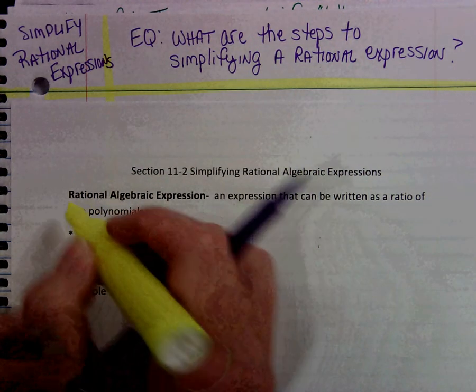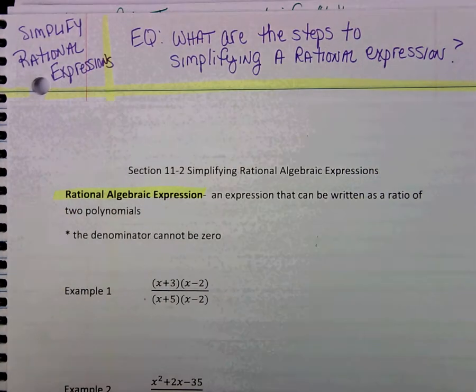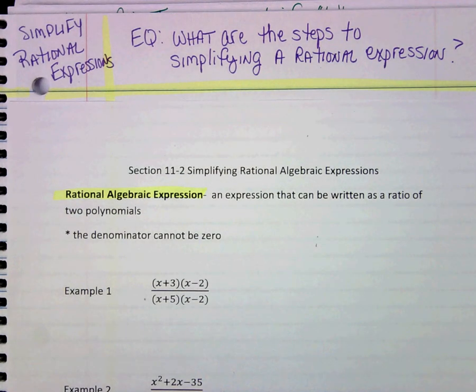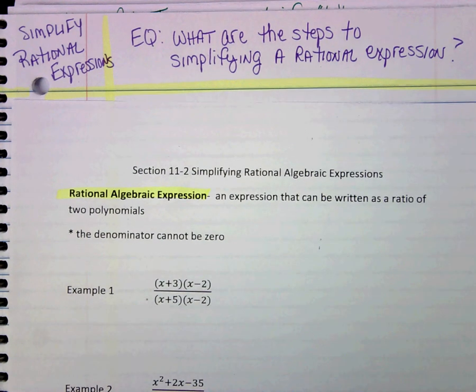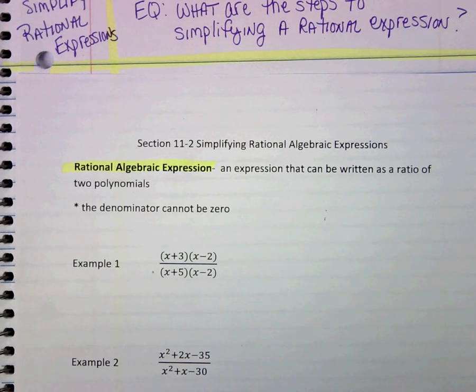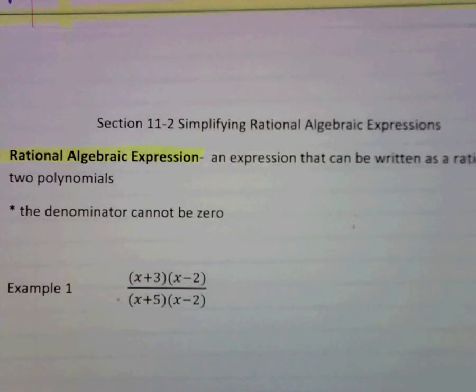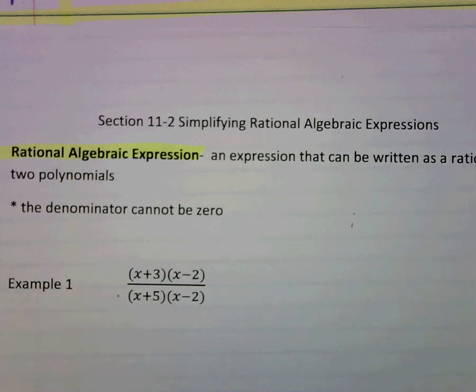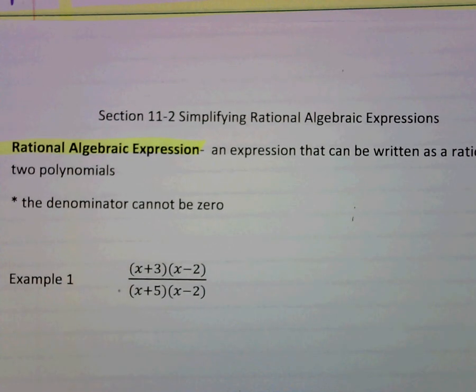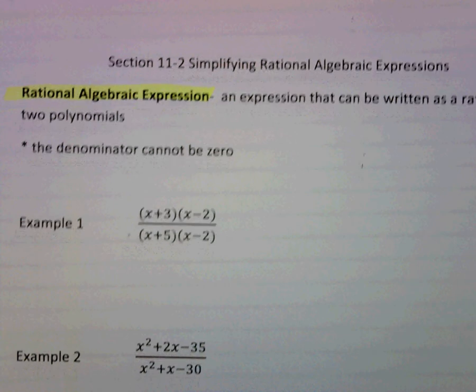A rational algebraic expression is simply an expression that can be written as a ratio of two polynomials. We've talked about different types of polynomials. We have binomials, trinomials, and then monomials, and also polynomials. One thing to note is your denominator can't be 0. If your denominator is 0, then the expression would be undefined, and so it really wouldn't be an expression anymore.